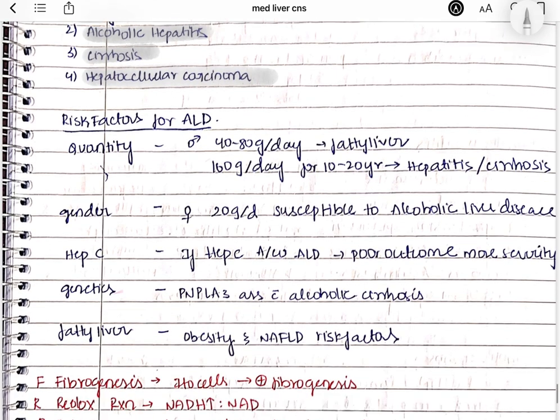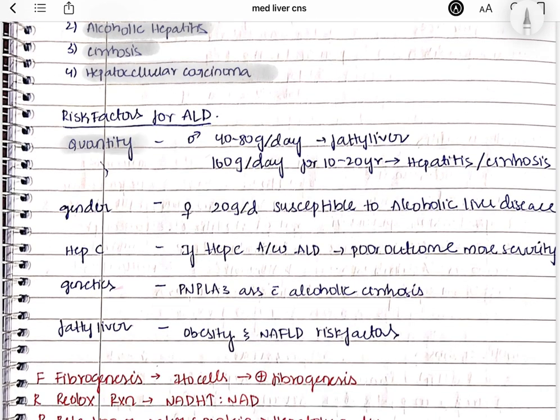Coming to the risk factors for alcoholic liver disease, the first is quantity. If a male is drinking 40 to 80 grams per day, it can cause fatty liver. If he is taking 160 grams per day for 10 to 20 years, it can cause cirrhosis. Coming to gender, females are usually more susceptible to developing alcoholic liver disease because of hormonal factors. Even if they take low amounts of alcohol, like 20 grams per day, it will still lead to alcoholic liver disease. So in females, the susceptibility is more.